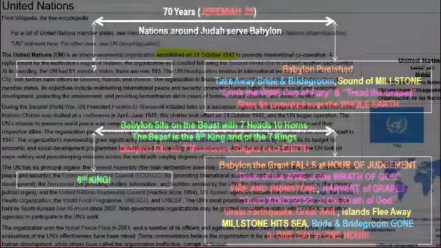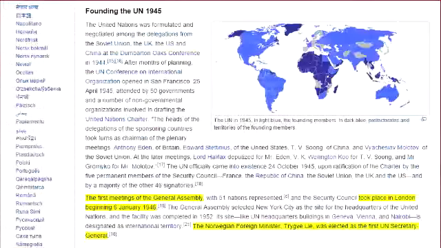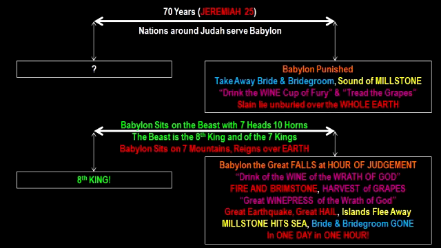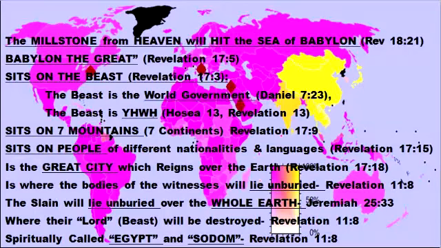The first year of the United Nations was from the fall of 1945 to the fall of 1946. 2016 is literally the 70th year of the 8th king. It is the 70th year that the territories around Judah have served the king of Babylon. Babylon sits on the beast, which is Yahweh.